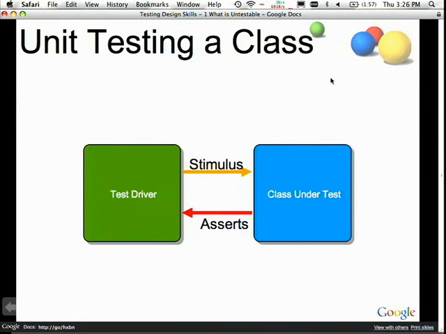Piece of cake? Easy? So, why are we having this discussion? Why is this so hard? What's the problem with this model right here? Yes? Things often have dependencies. Exactly.